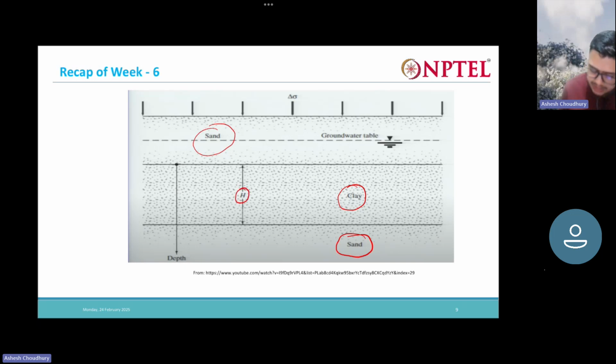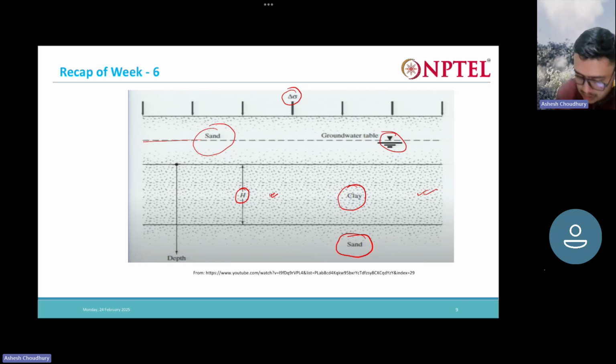Now, capital H is the thickness of the clay layer, and you have the groundwater level here. That means my clay is fully saturated. But as soon as we apply some external load, this load will get generated as pore water pressure in this clay layer. It will increase the pore water pressure in this clay layer.